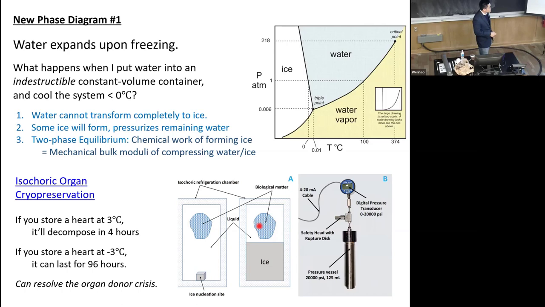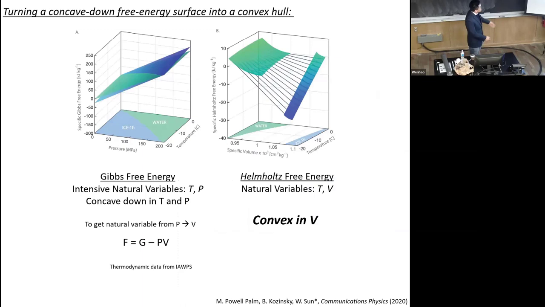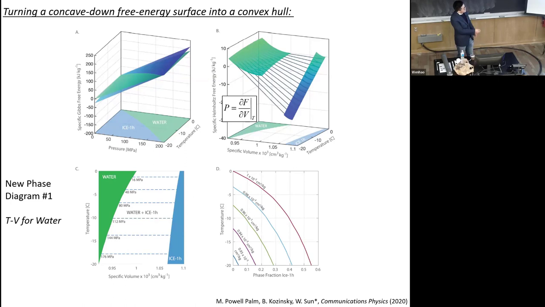So anyway, normally we think of concave envelopes for G of T, P. But now if we do the Legendre transformation to the Helmholtz free energy, look, we have a convex hull in the volume axis, even though it's concave down in the temperature axis, right? And so if we do this, then we can now have a new phase diagram for water where the inclination of the convex hull gives you the pressure at each particular temperature. So this is a new phase diagram for water. It's such a common system, but it hasn't been made before. So this was done with Boris Kaczynski at UC Berkeley.